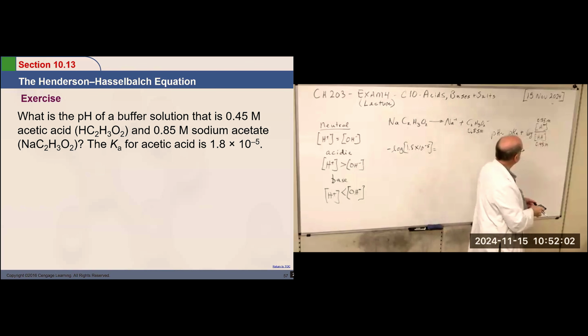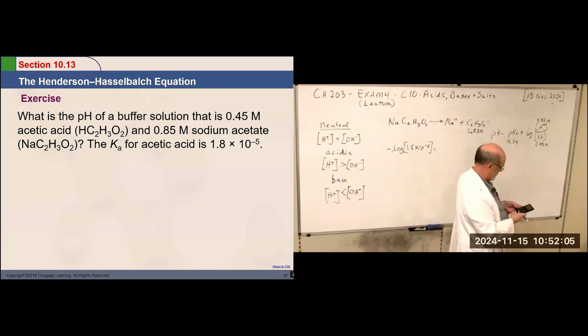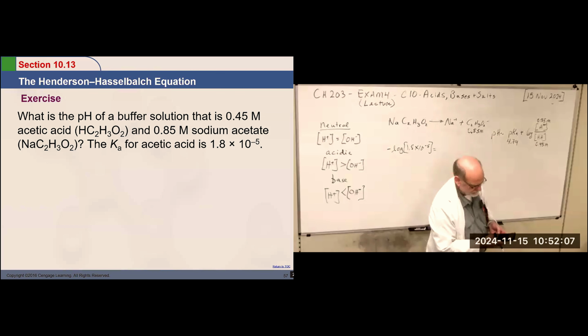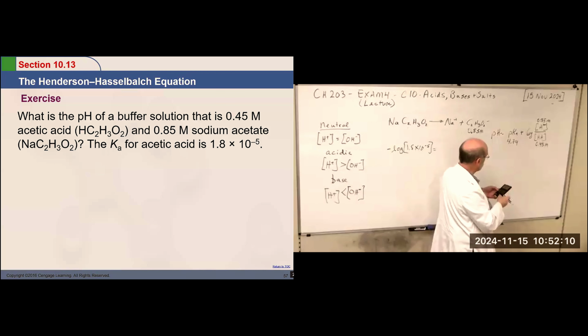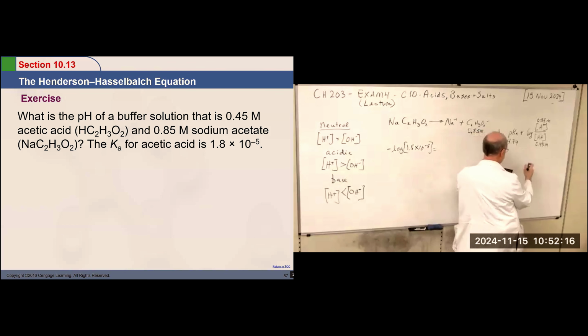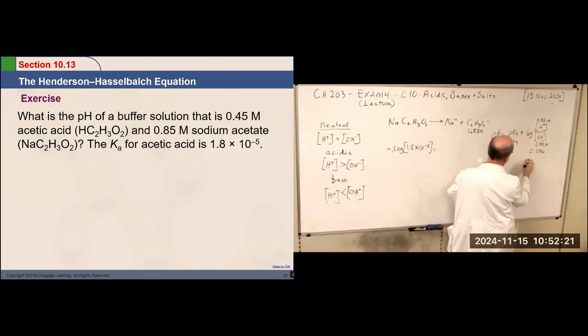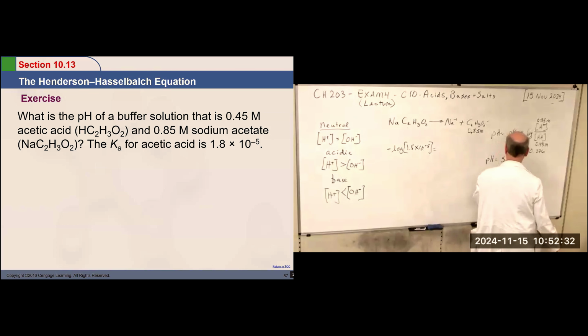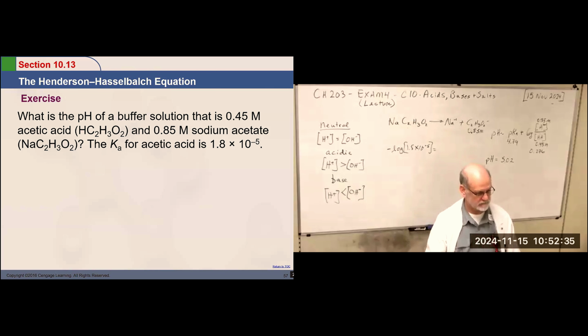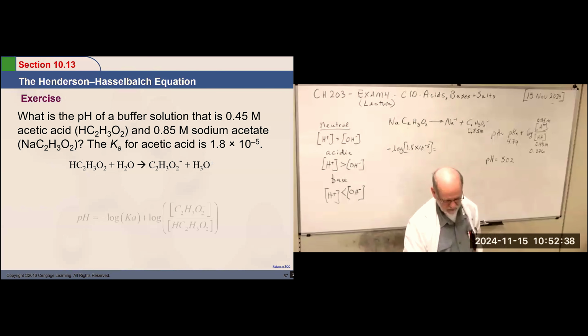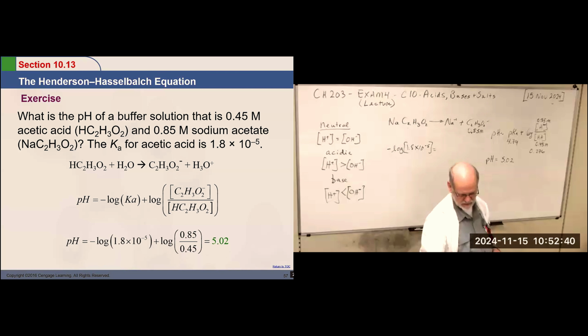We just need 0.85 divided by 0.45, correct? Yeah. Divided by it, and then take the log of that and add it to this value. This is 0.276, and we add it to this one. And the pH, let's see, 2 decimal places, so I'm going to have to restrict it to 5.02. Should be the pH of that solution. And there we go.